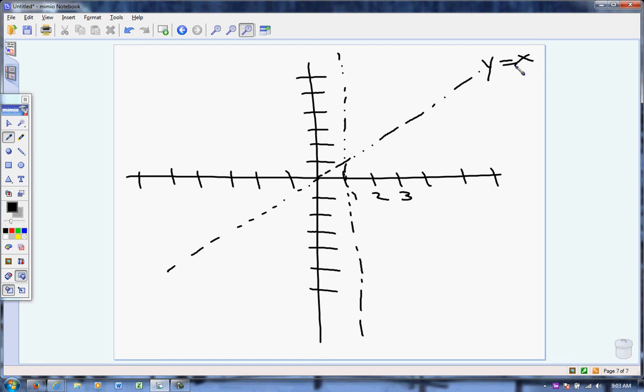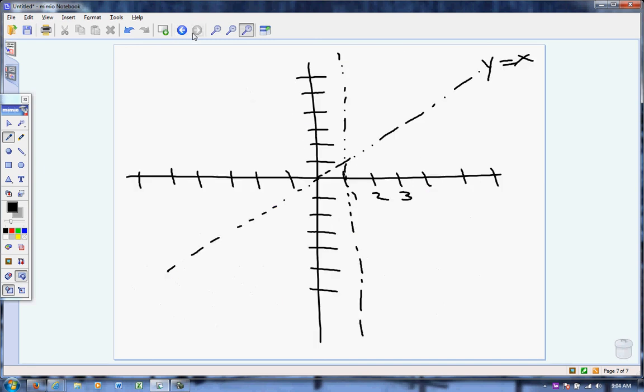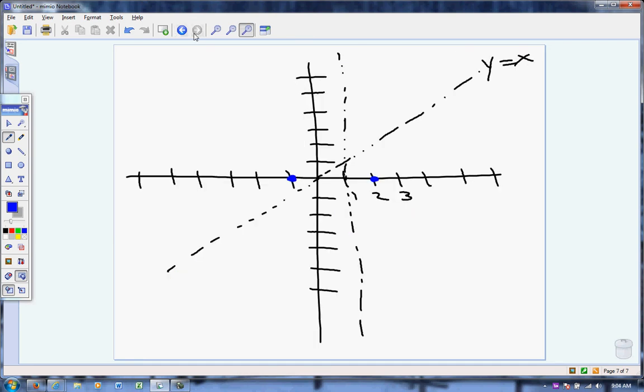And now this is where the intercepts can help us, because we had intercepts at 2 and negative 1. So now I know there's an x-intercept here, and there's an x-intercept here. And there's a y-intercept at 2. So I know there's a y-intercept at 2.